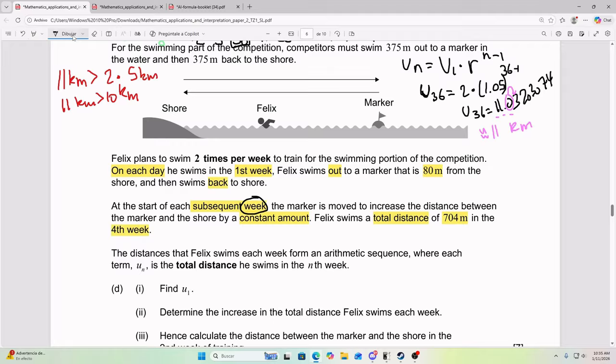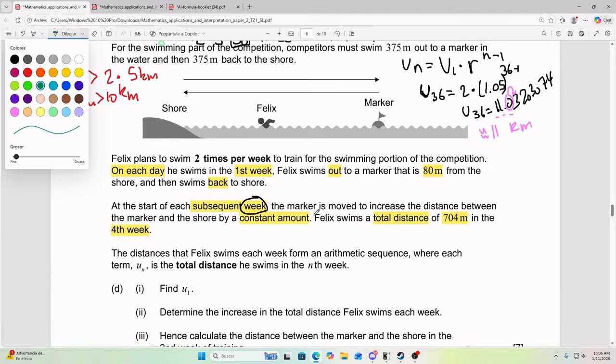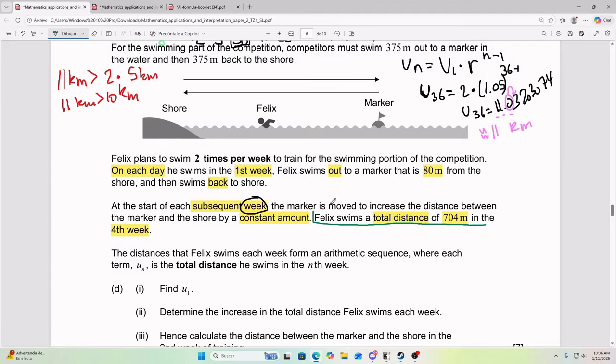And so here they're literally just giving you this random sort of point of information that Felix swims a total distance of 704 in the 4th week. And the cool thing about the IB is that they never give you a random piece of information. All information is useful. Whether you use it or not is a different story, but all information is useful. And so if they tell you something random like that, think about how it can enter your formula, how you can make use of it, etc.